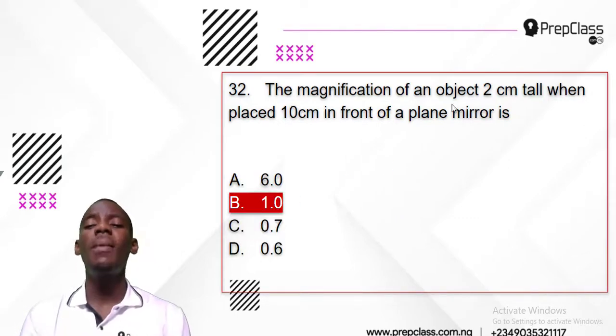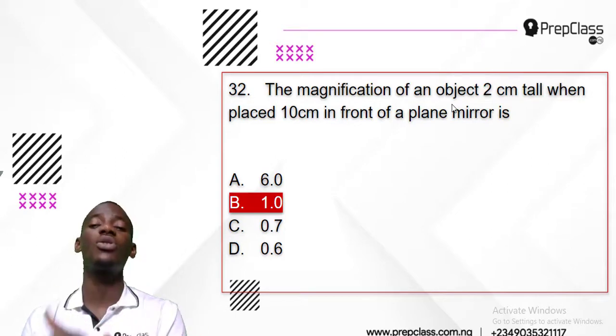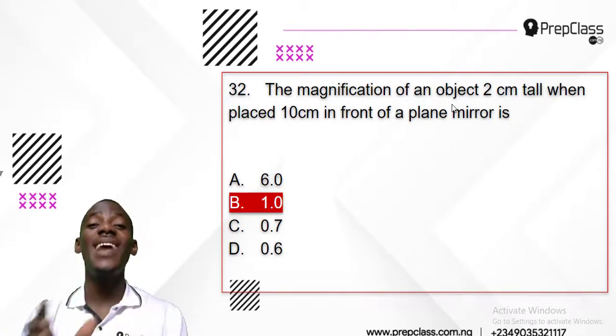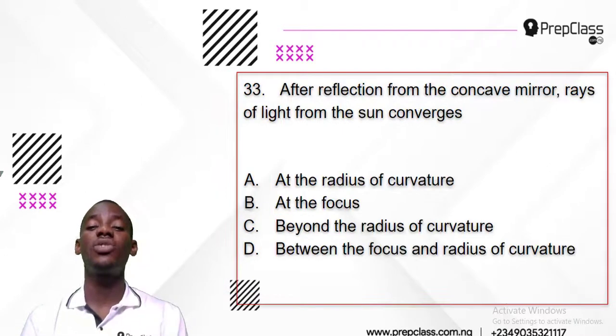Now somebody might be saying, but we are given a 2 centimeter tall object, and we are given that the distance is 10 centimeters, and so on. Those are just jargon. Those are just traps for you. As far as it's a plane mirror, the magnification is 1.